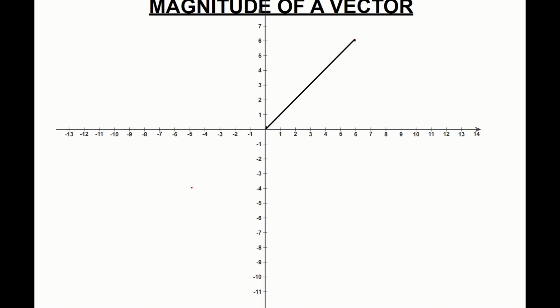Now let's consider this vector from the origin to this given point. Let's name this vector A, and it is given by (6, 6). So this vector can be called (6, 6). Now our aim is to find the length of this vector.